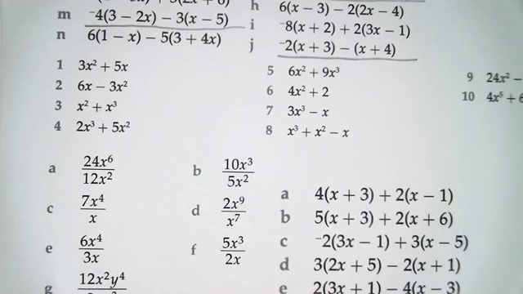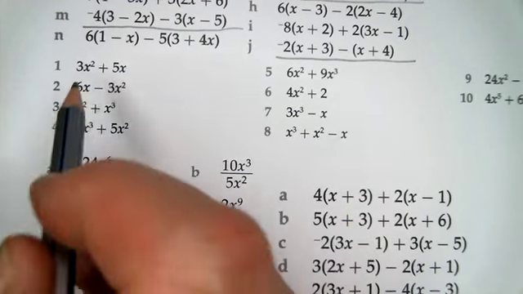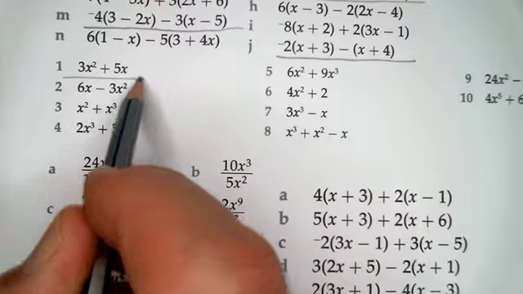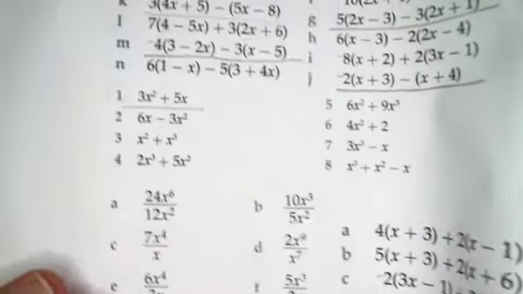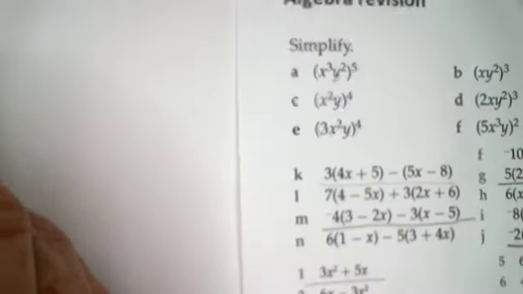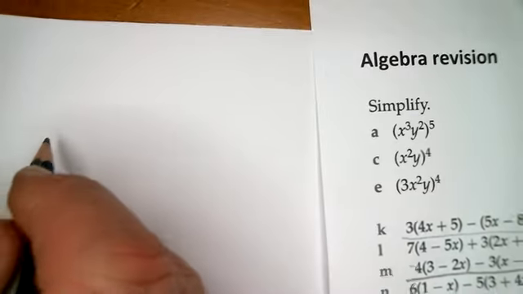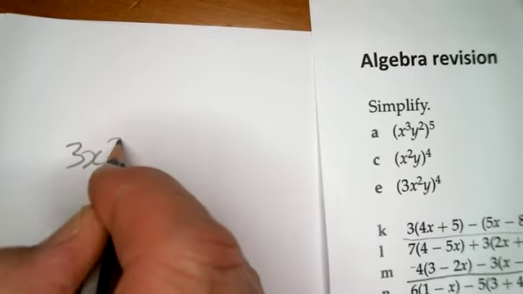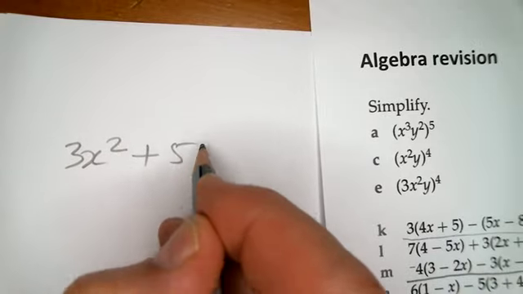Right, let's do some factorising. Okay, so we're looking at these ones here. Let's start off with number 1. I'll keep that handy. And I'm going to write, so we've got, let's have a look, 3x squared plus 5x.